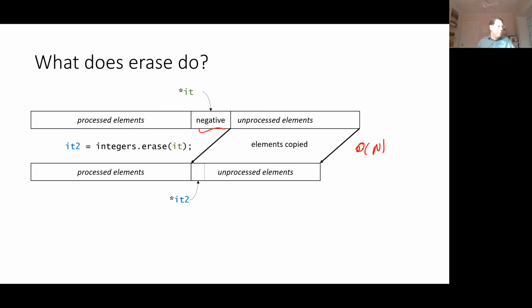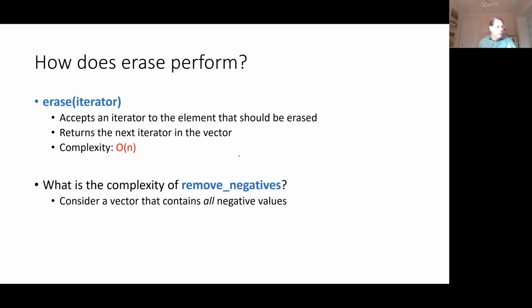Computers don't know how to copy all of these elements except one by one. So it's going to copy all these elements over to move them down one index, and that's slow. So it's an order n operation. So given that, what is the complexity of remove negatives?